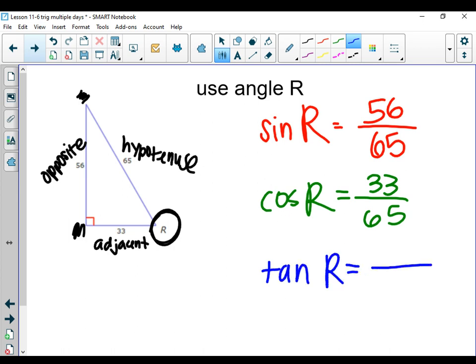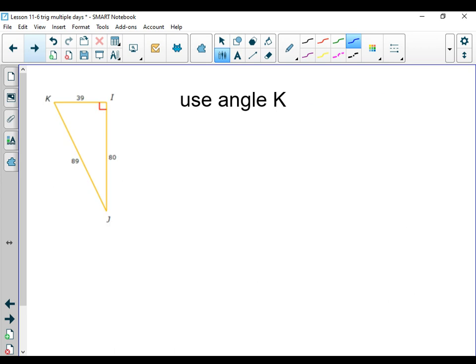Preston, top of tangent. 56. Bottom, Pete. 33. So it's not always going to be a proper fraction. Just leave it. As soon as we turn it into a mixed number, now we don't have a ratio anymore. So let's just leave it like that. Last one.